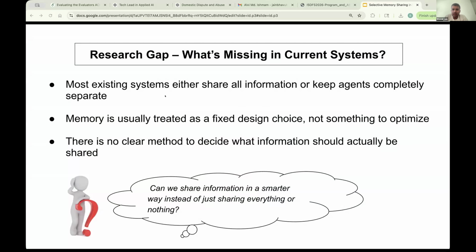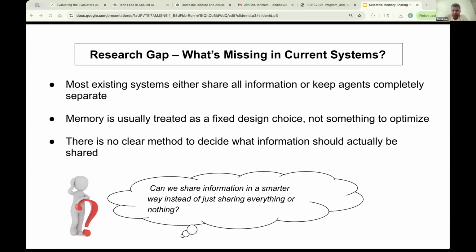Okay, so now that we have seen the extremes, let's look at what current systems actually do, and more importantly, what they don't do. First, most existing systems don't really solve this problem. They simply pick one side, they either share everything or they don't share at all. And there's no real attempt to find a middle ground. And second, memory is usually treated as a fixed design choice. It's something you set once and then forget about. But that's a problem because in reality, memory directly affects how agents behave, coordinate, and perform. So it shouldn't be fixed, it should be something we actively optimize.